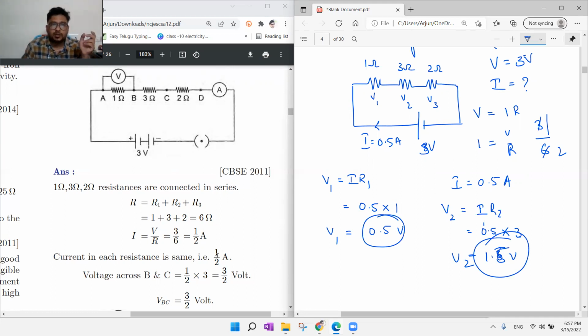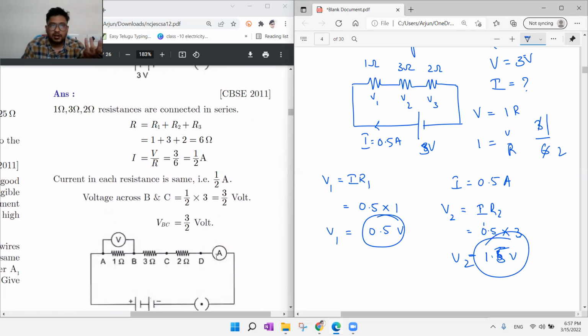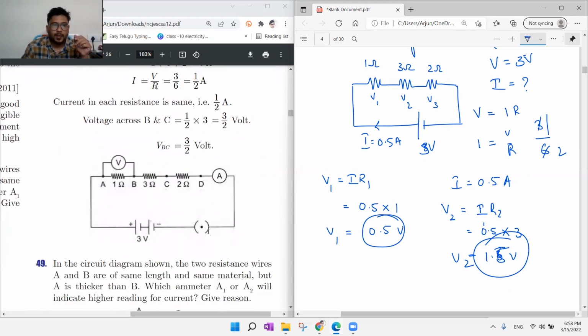Hence, what happens to the voltmeter reading? The voltmeter reading will be higher when it is connected between these 2 points. That is the answer we have to write.